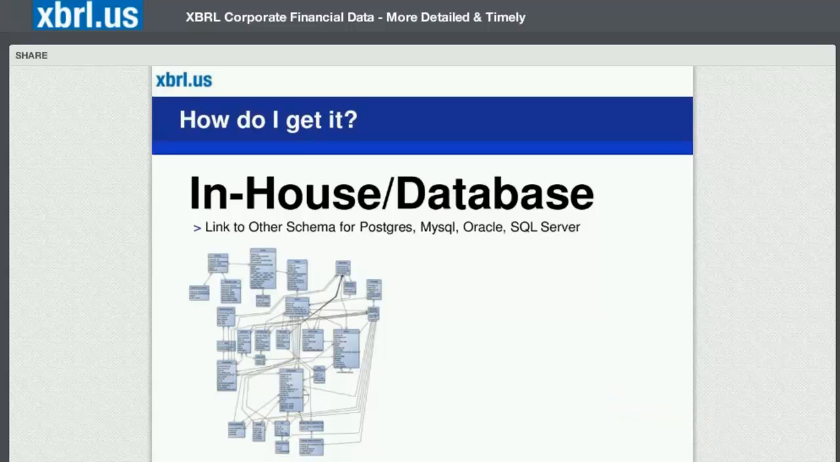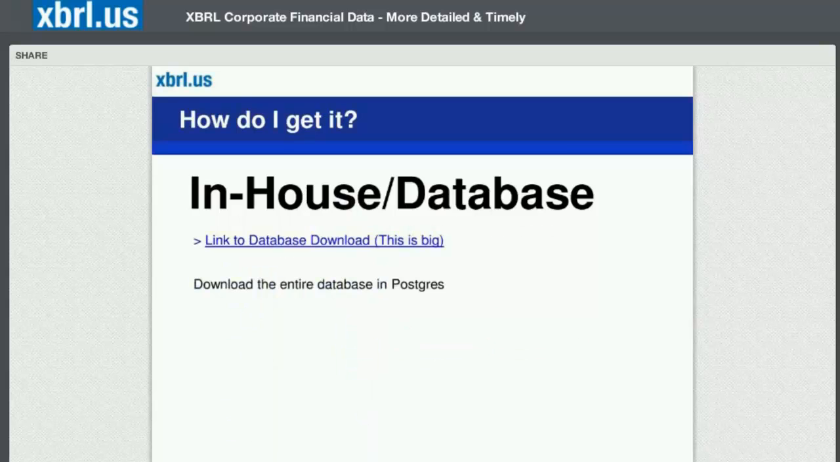The XBRL US database is specific for US GAAP reporting, but some of these other databases are more generic, so they can potentially take data that's being reported in XBRL all around the world. So they can take all the UK or Japan or wherever it is.